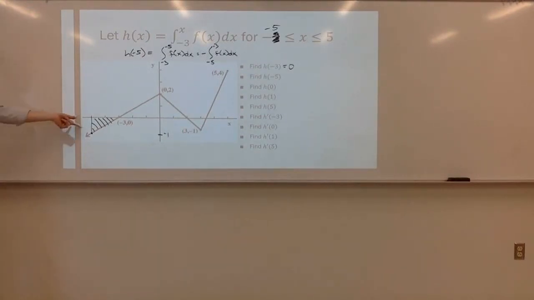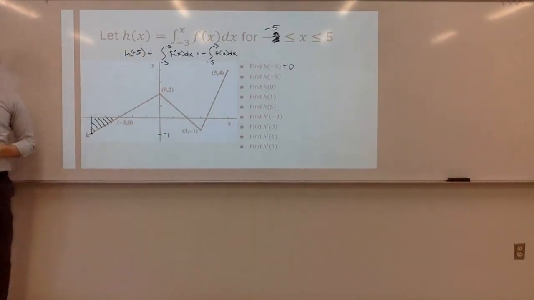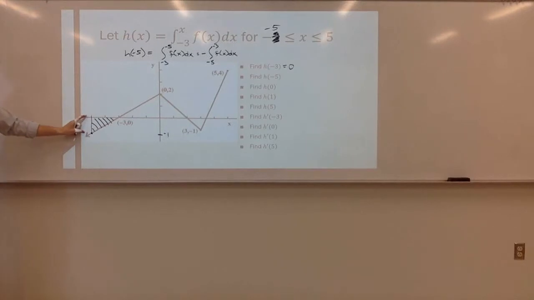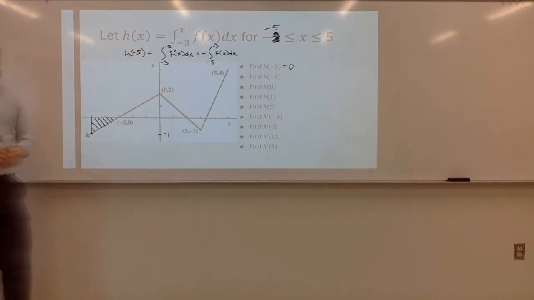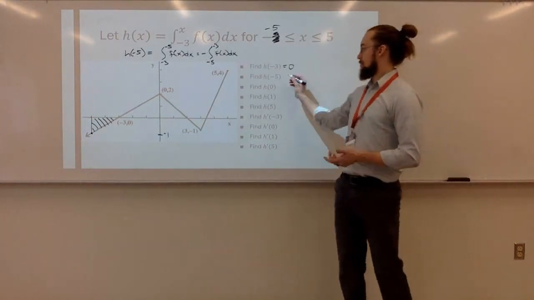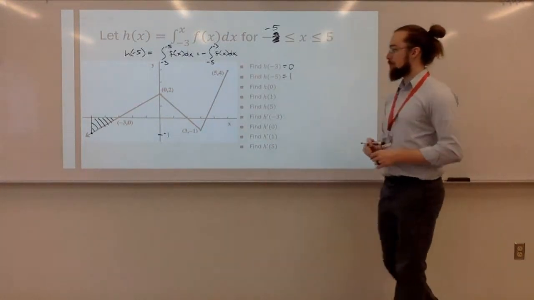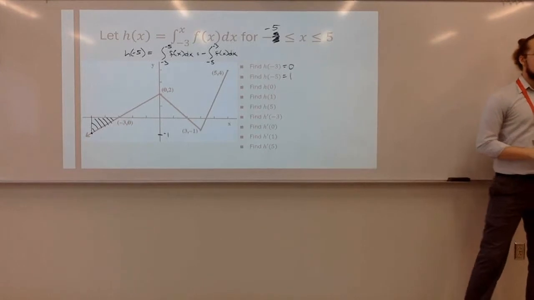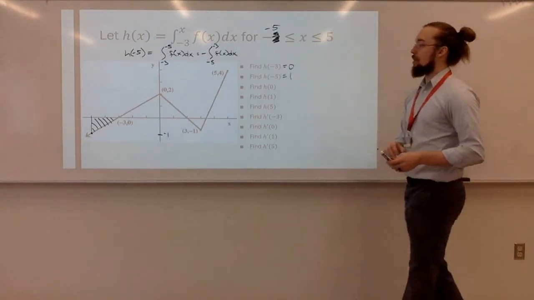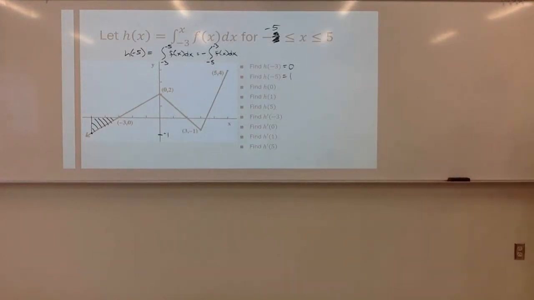Then, how would I find what this area is? This is just a triangle with a base of 2 and a height of 1. So what is that area? 1. Yeah, 1/2 times 2 times 1. So you guys try the next couple here. Find h of 0, h of 1, h of 5.